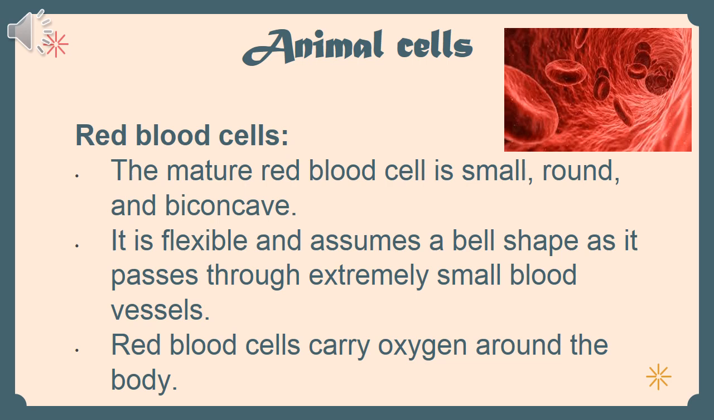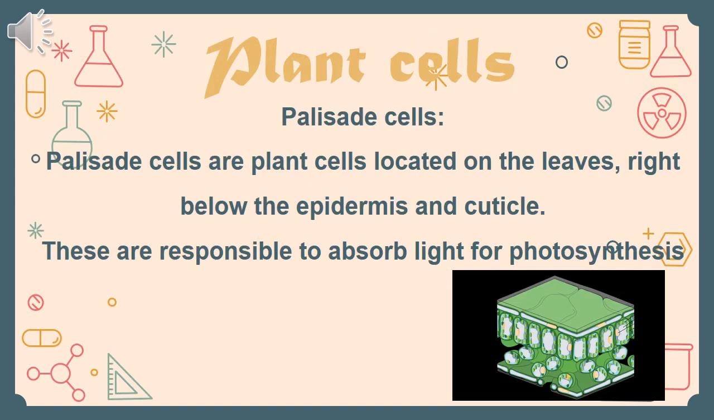Hemoglobin is a protein that contains iron and retains the oxygen until its destination. The lifespan of an RBC is 4 months, and the body replaces them regularly. Red blood cells are flexible and assume a bell shape as they pass through extremely small blood vessels. Now we will discuss the cells present in plants, as plants are also multicellular organisms.